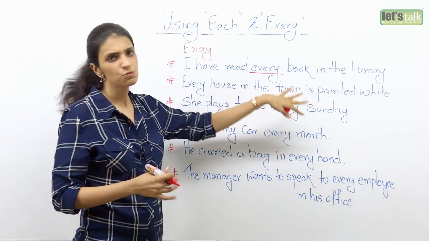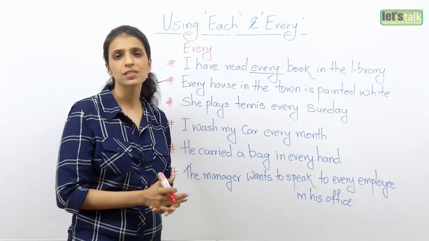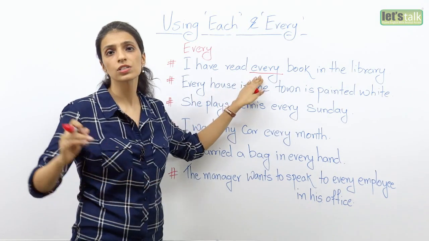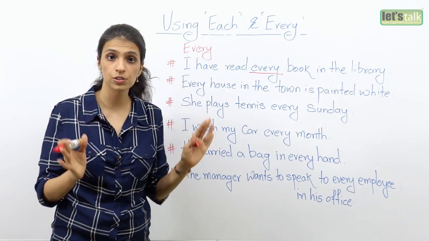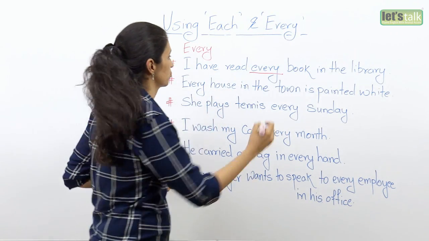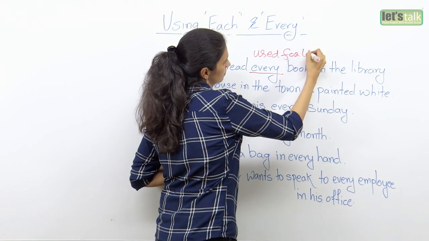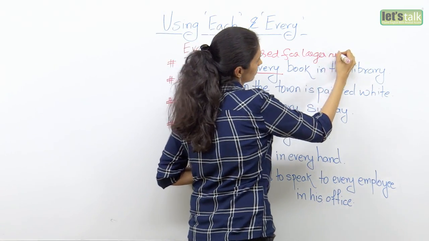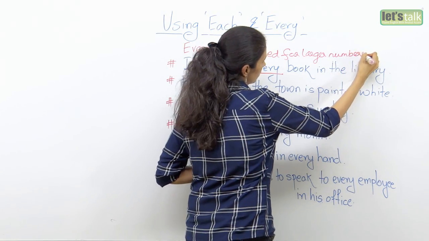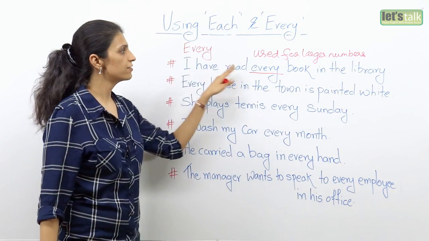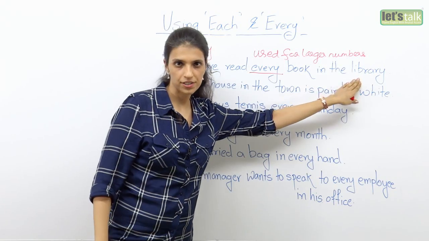Well, I have read each book in the library, okay, but it is always better to use every because we are talking about larger numbers or indefinite amount. Okay, so I have read every book in the library.